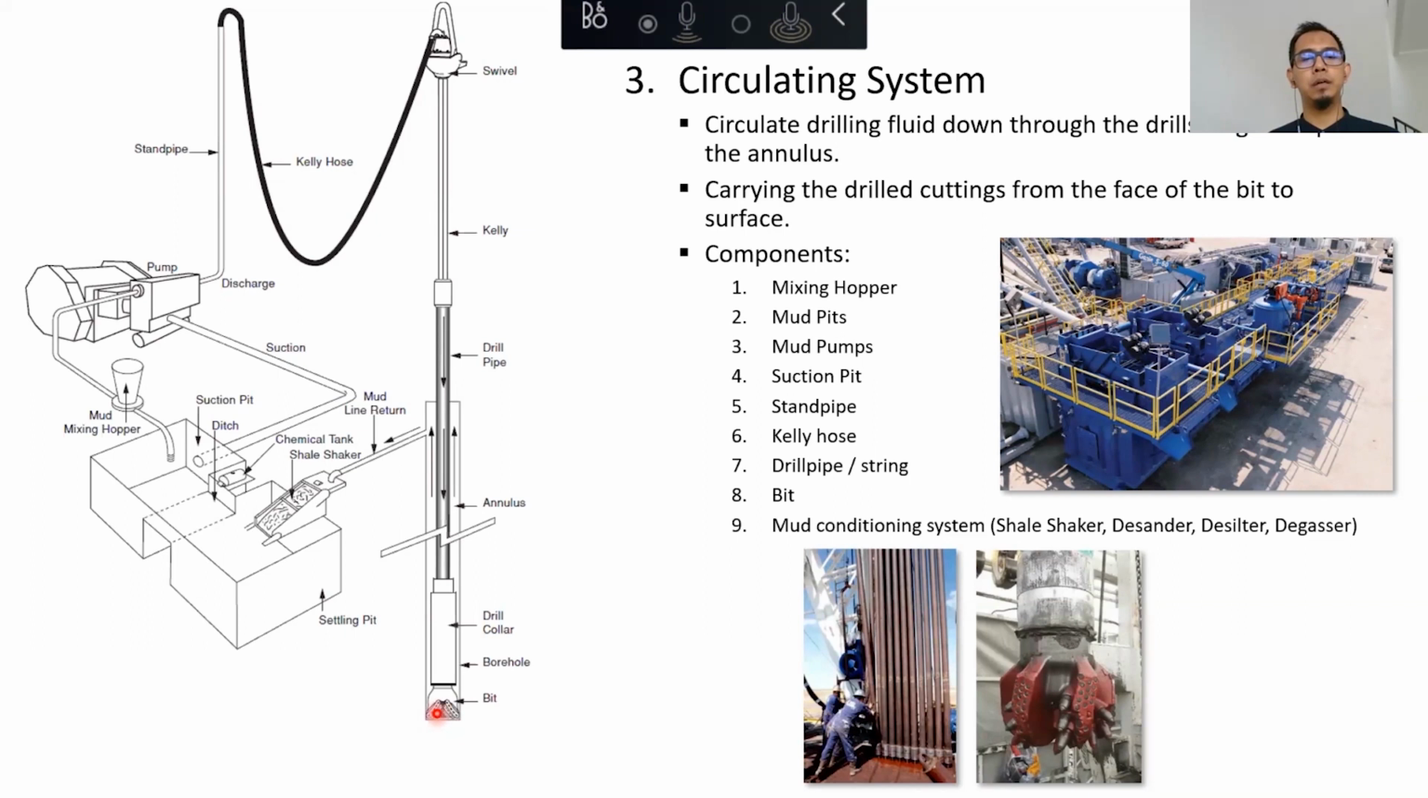And then the mud and the cuttings will travel through the annulus to the surface, back to the shale shaker, to be conditioned by the mud conditioning system. If there is any sand contaminant from the drilling in the cuttings, then they will divert it to the desander. And if there is silt that needs to be cleaned out from the mud as a contaminant, they pass it through the desilter to clean out the silt. And if there's any dangerous gas, they pass it to the degasser. So that's about the circulating system.